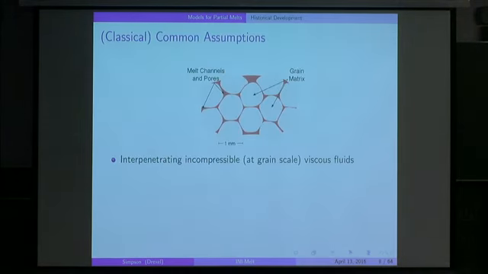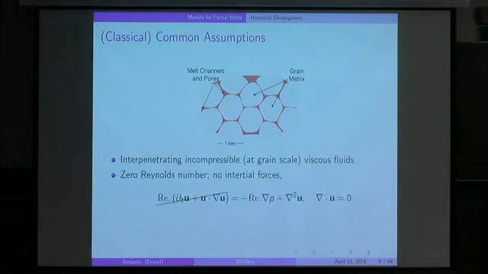So what I'll call the classical common assumptions to the models for partially molten rock are that at the grain scale, so we go down to the millimeter scale, or possibly smaller if you're looking at the laboratory scales, you're imagining that you have two fully interpenetrating fluids. They're effectively incompressible, and they're viscous. We're at zero Reynolds number, so our primitive equations are going to be the Stokes equations.